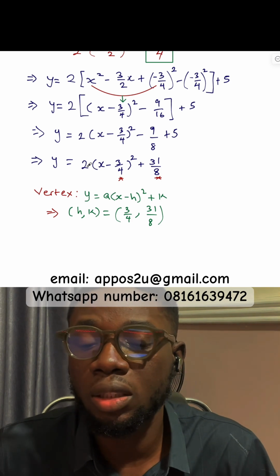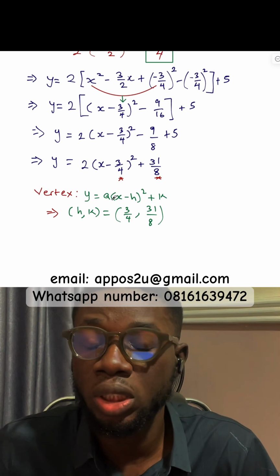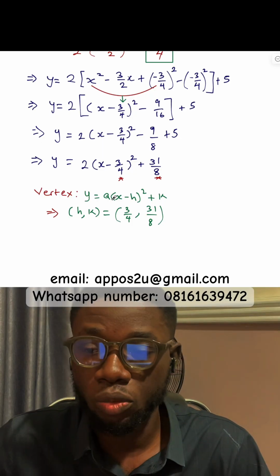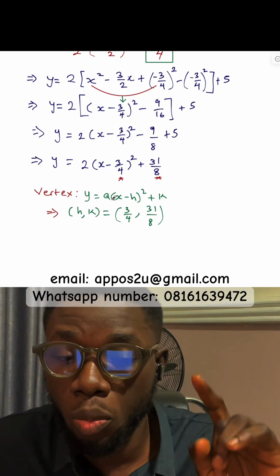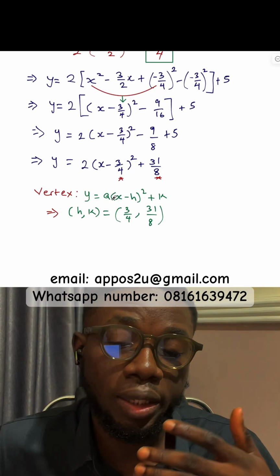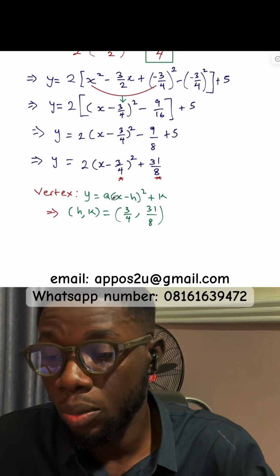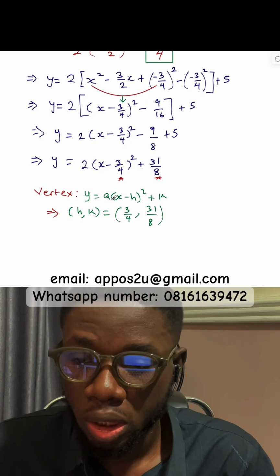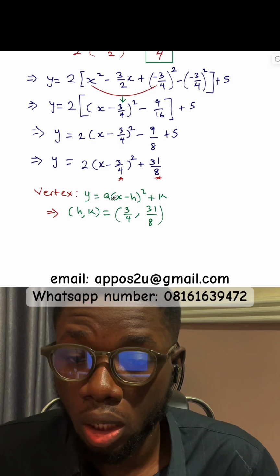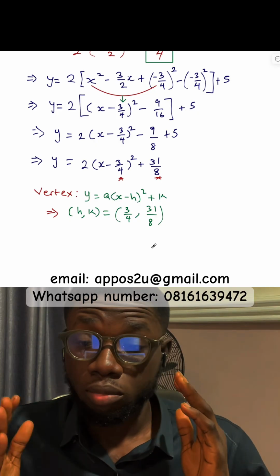And whatever the sign of a is, if a is a positive value, it implies that we have a parabola that is curved upward. And if a is a negative sign, we have a parabola that is curved downward. And that's basically what you need.